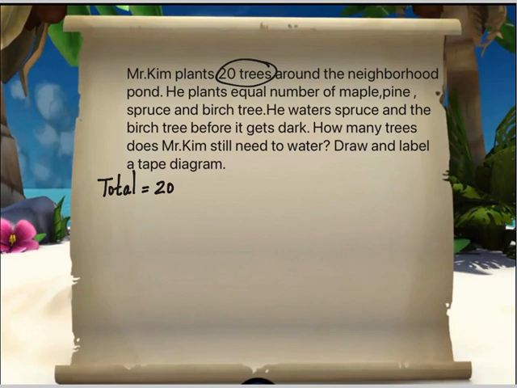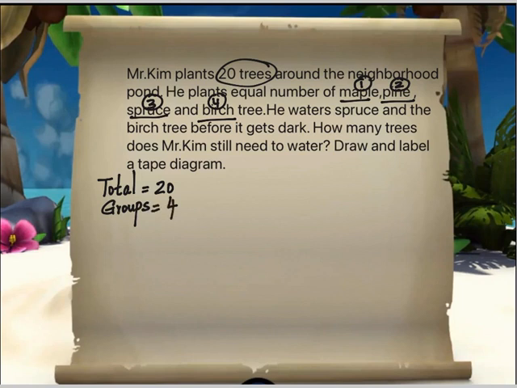He plants an equal number of maple, that is 1, pine, 2, spruce and birch. So maple, pine, spruce and birch trees. So there are 4 different types of trees that he is planting. So the number of groups that we know is 4.